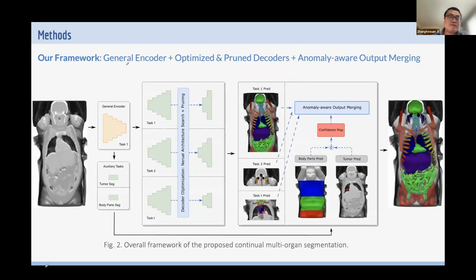So this is our framework. It contains 3 parts: general encoder, optimized and pruned decoders, and anomaly-aware output merging. We start by training the general encoder on the first task with 2 auxiliary tasks. And then each time we add a new dataset, we train a new decoder. Then we do the optimization and pruning to decrease the decoder parameters. And during inference, we merge all the predictions from all the decoders using our anomaly-aware output merging.